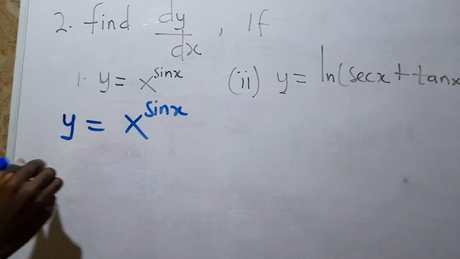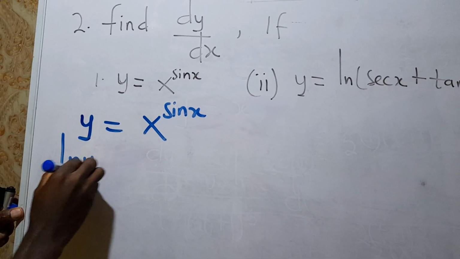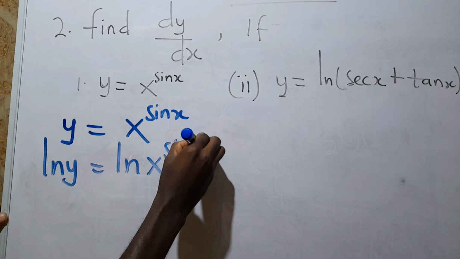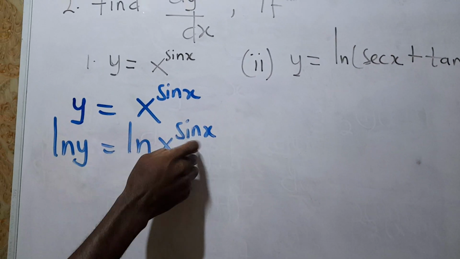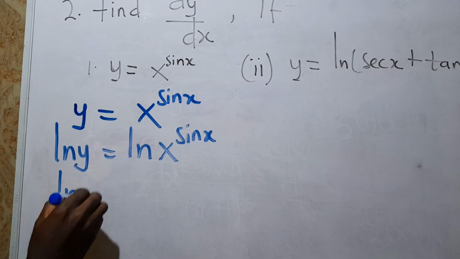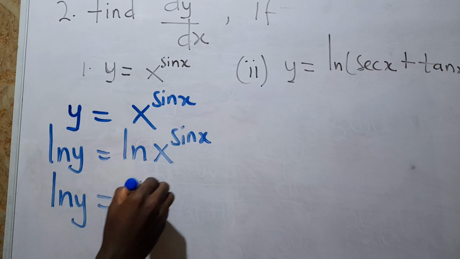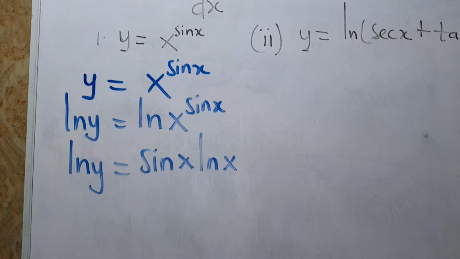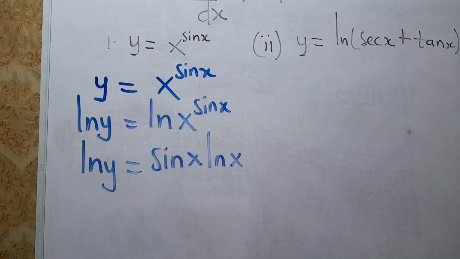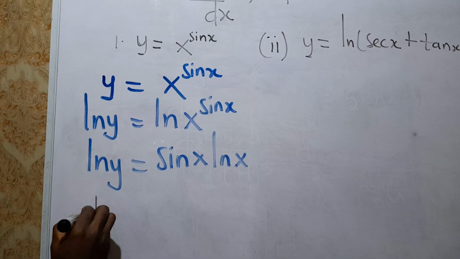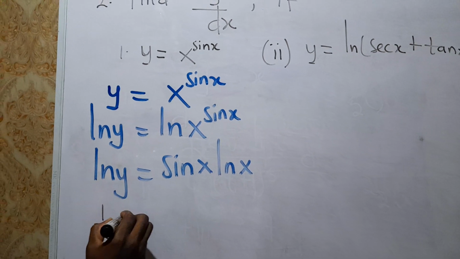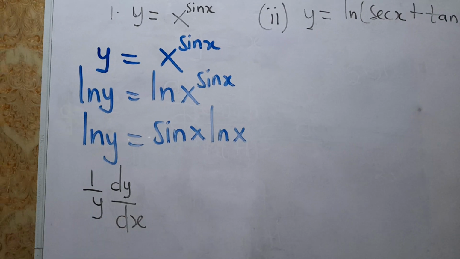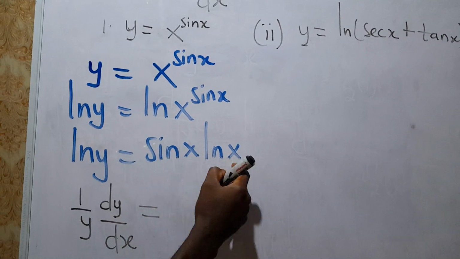We need to find ln of both sides for this function. So we have ln y equal to ln x exponent sin x. Remember, we can drop off this. So we have ln y is equal to sin x ln x. So how do we solve this? We have ln y, we differentiate, we have 1 over y. Because y is the dependent, we attach the derivative to it. Remember that.